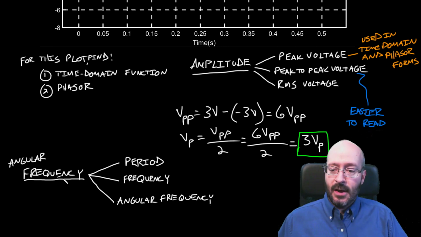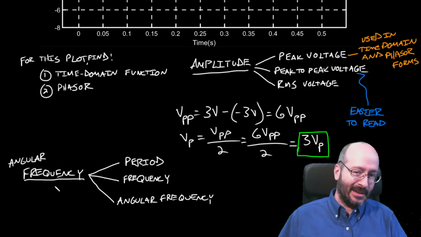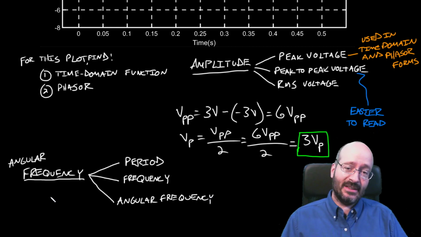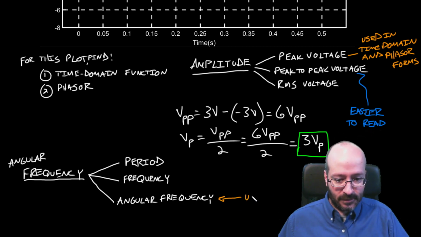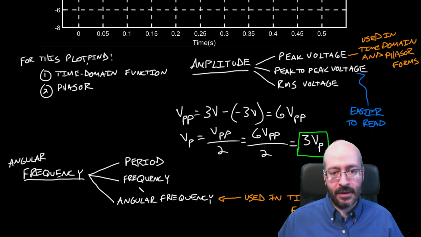Okay, so period isn't really a frequency, but it's closely related to it, and it's the one that we can read easily. What we're interested in is angular frequency. That's the one we're going to use in our time domain expression, our time domain function. Okay, so that's the one we really need, and we're going to work our way through.